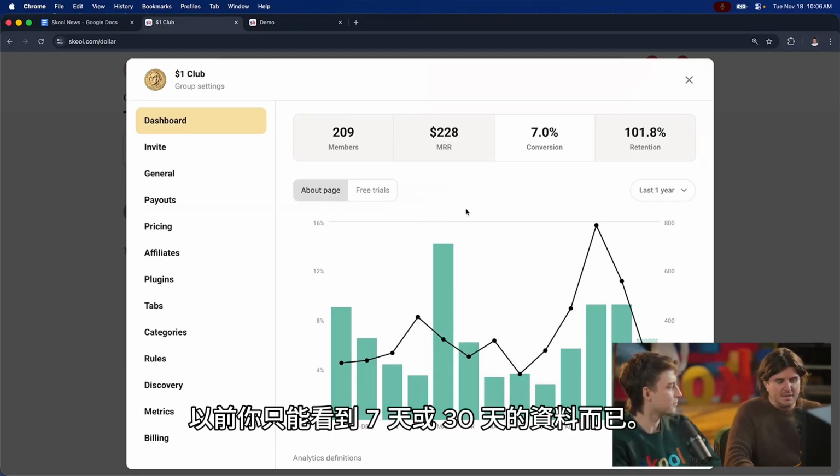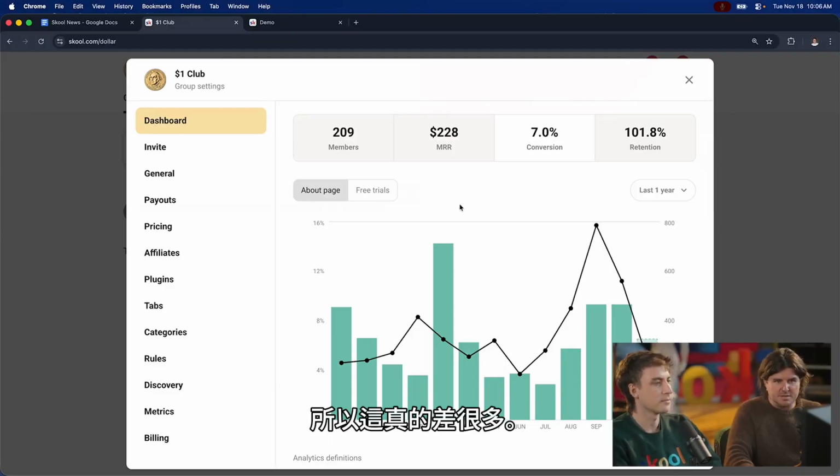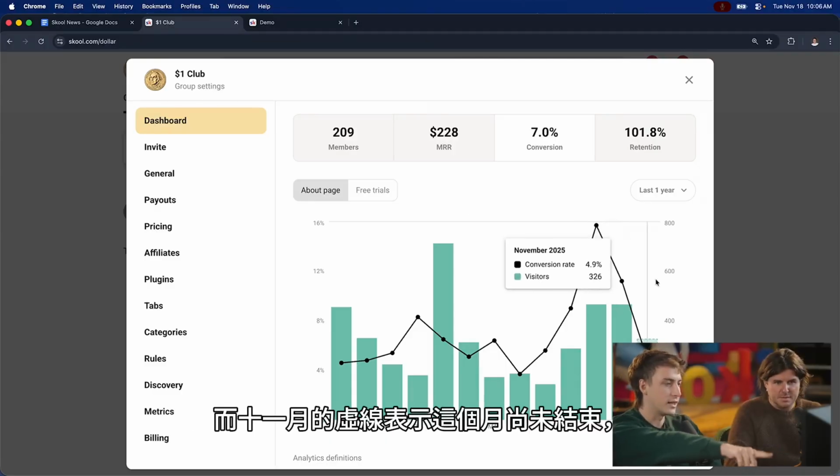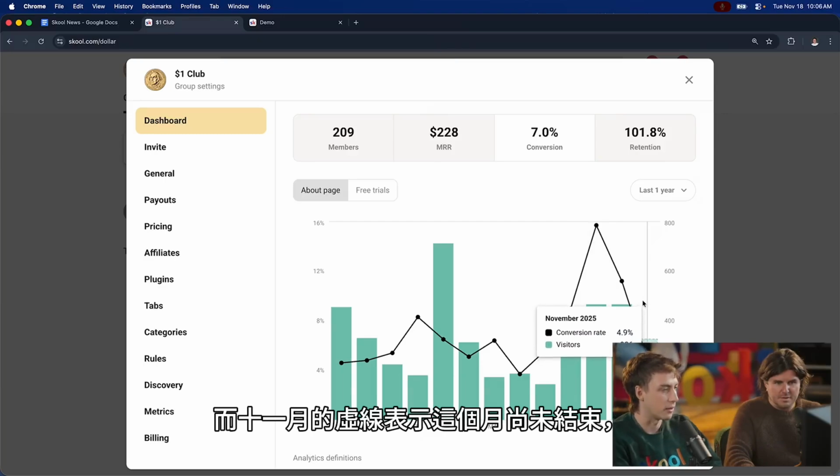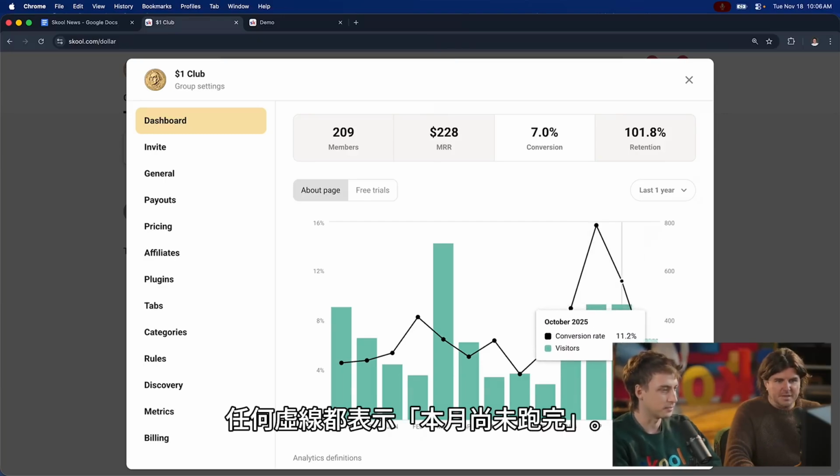Very useful. You could only see back 30 days, right? 7 or 30 days before. So yeah, this is pretty huge. And then that dotted line in November means that we're halfway through the month, so it's not finished. Yeah. Any dotted line is a partial month.